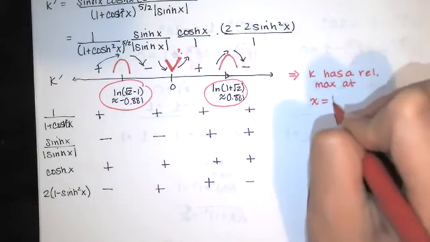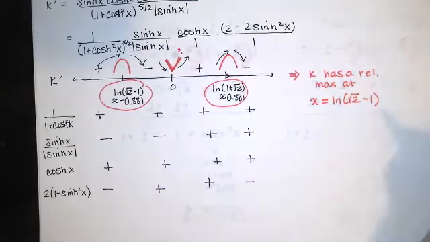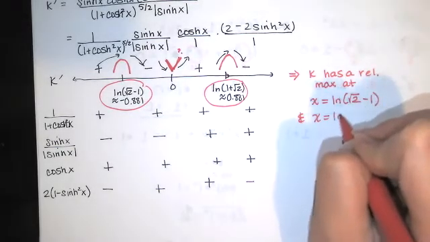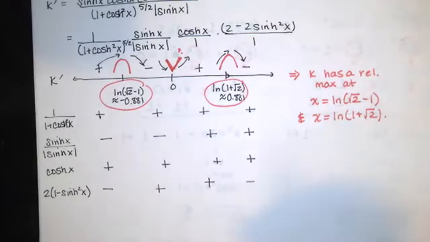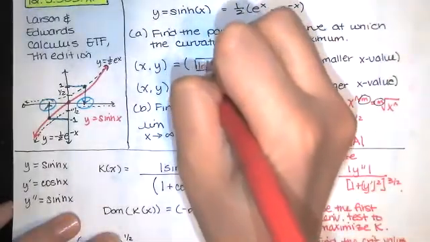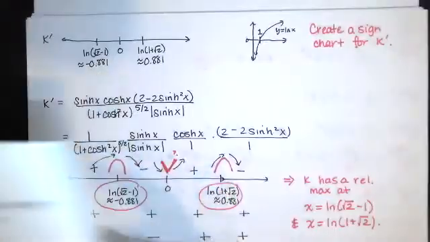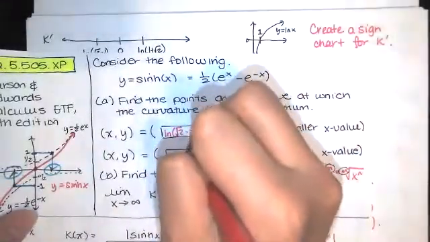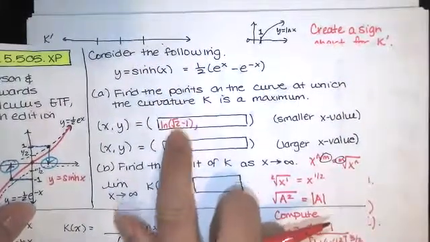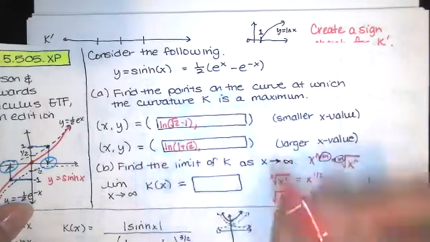And we wanted to maximize those two. It has a relative max at x equals natural log of the square root of 2 minus 1, and x equals natural log of 1 plus the square root of 2. Okay, back here. It says find the points on the curve at which the curvature is a maximum. The x value is, well, it says the smaller one first. That's the square root of 2 minus 1. Natural log of the square root of 2 minus 1. We need to find the y value there. And over here, x is 1 plus the square root of 2, the log of that.